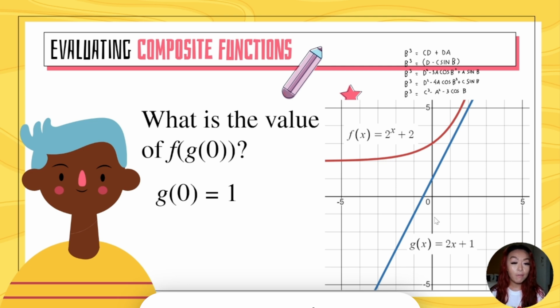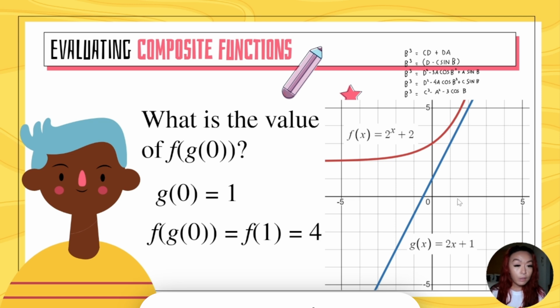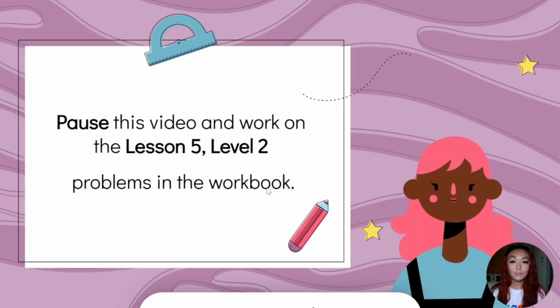So if you look at the graph, g of x is this blue line. If we go to 0, the value of g at 0 is 1. So g of 0 is 1. So now we need to find f of 1. F of 1 is 4. So f of g of 0 equals f of 1, which is 4.